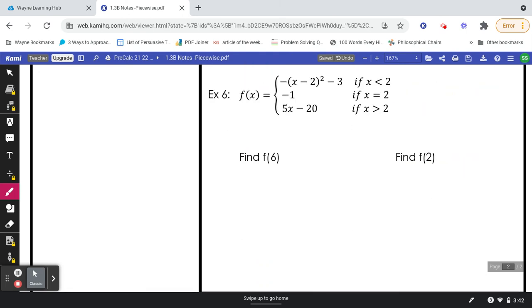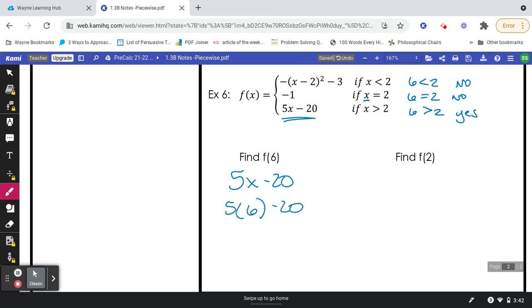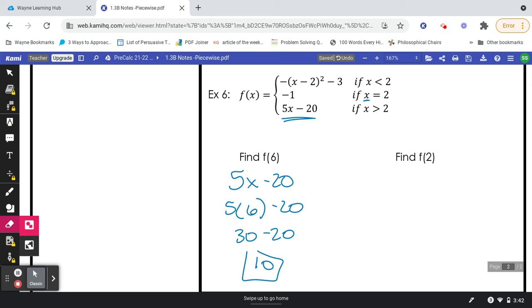All right, next problem. Here we have 3 pieces of the graph. So f of 6. Let's see which one works. Is 6 less than 2? No. Is 6 equal to 2? No. Is 6 greater than 2? Yes. 6 is greater than 2, which means this is the piece that we're going to be using, 5x minus 20, and then you just plug it in. Right, f of 2.